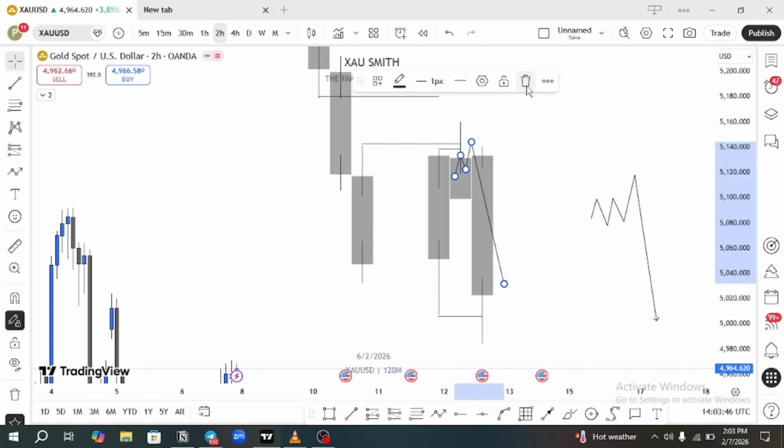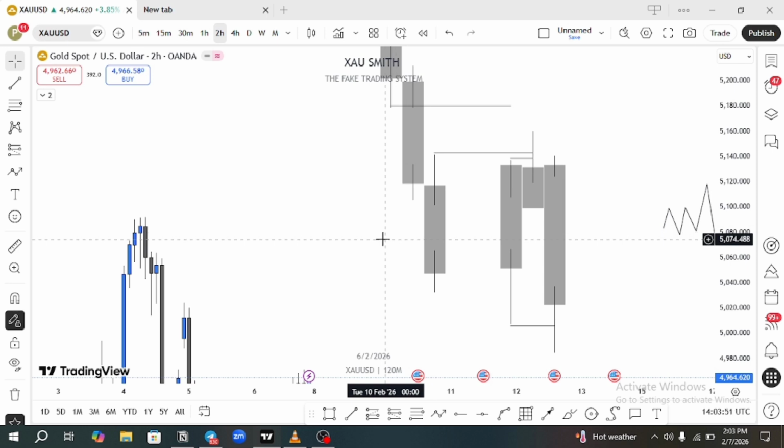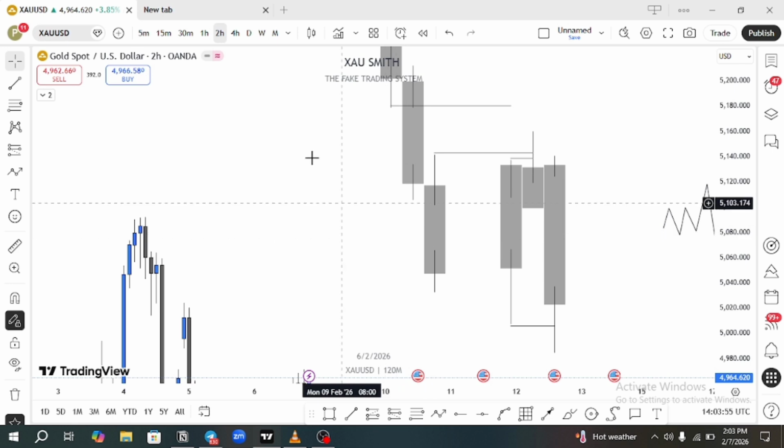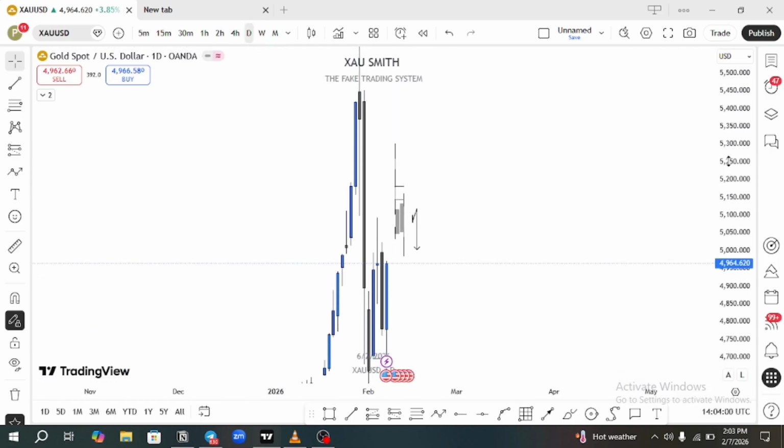So in today's video, I'll be using this to show you how I was able to catch an XAU trade on Friday, which was last week, right? Thursday. So going to the daily time frame to frame my bias.